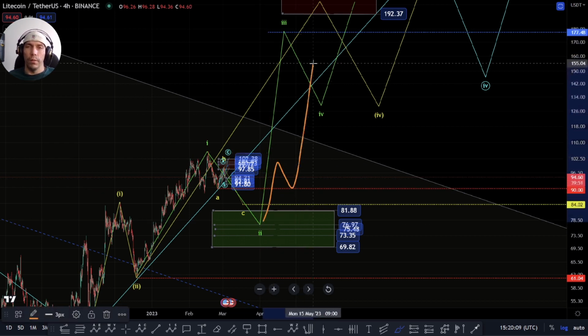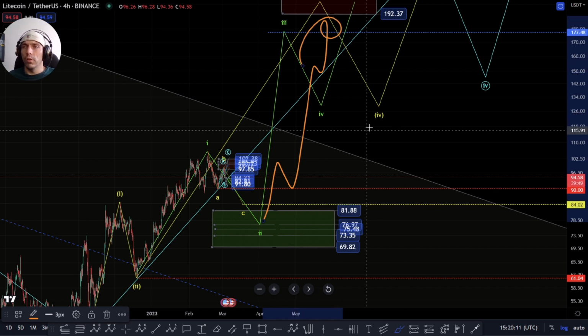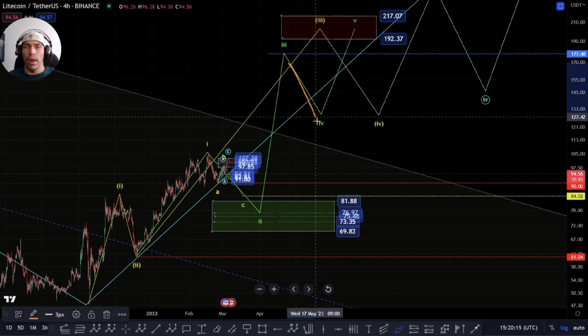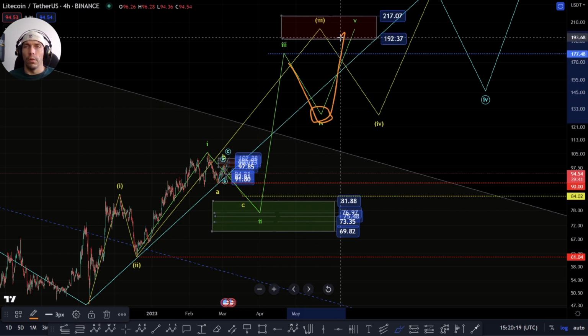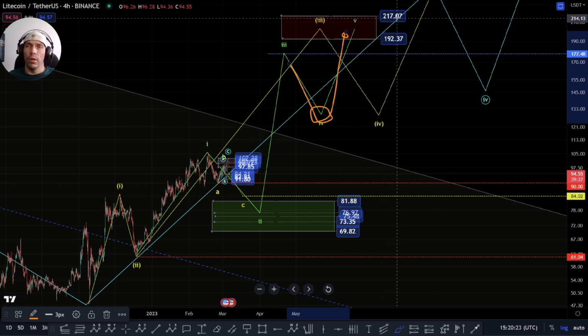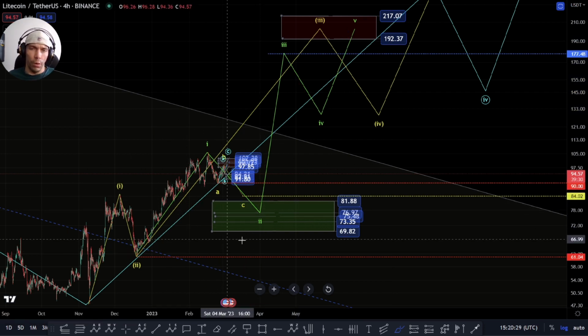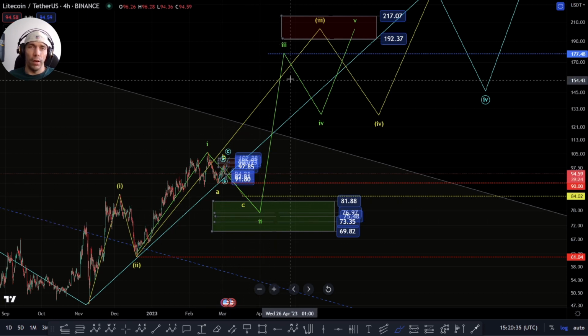We'd want to see a nice 5-wave structure within this, looking to target out this 177.48 range, then looking for that evidence of a 4th wave, and then looking for this continuation of this 5th up into these zones here of potentially this 217 to this 192.37. So this is what we're looking out for here. We need to hold this key area here for support if we are looking for this to actually play out.